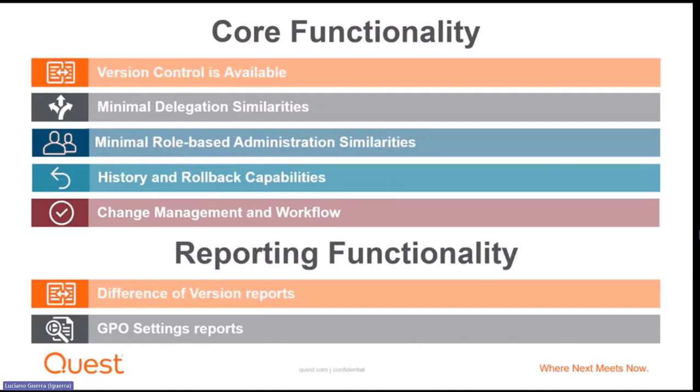History of versions and the ability to roll back are similar between the two solutions, except AGPM does not show as much detail or allow for auto rollback.